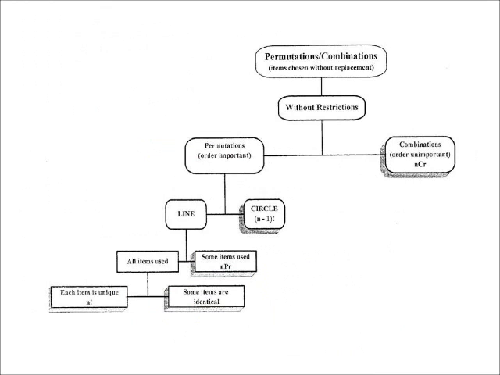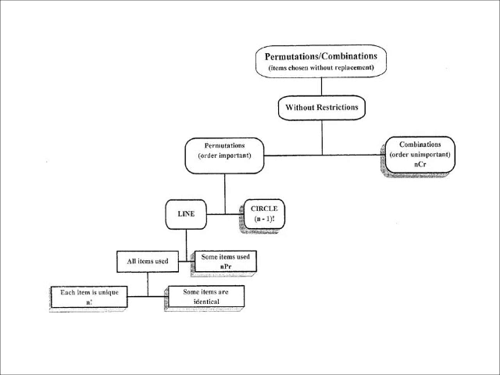There's a little flow chart of permutations and combinations, the things we're looking out for. So we start at the top, perms and combs, and then we go, well, hang on, is order important or not important? If it's not important, we know it's a combination. If it's important, we know it's a permutation. Now, for permutations, is it in a line or a circle? A circle is n minus 1 factorial.